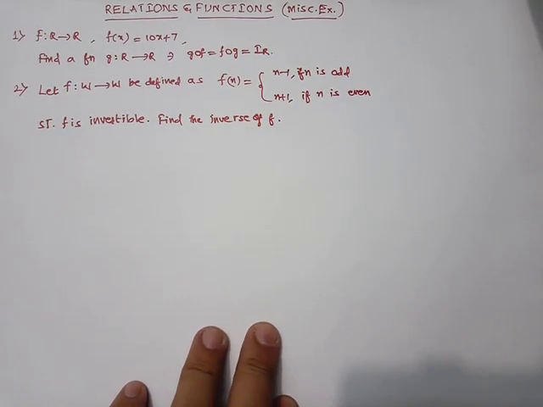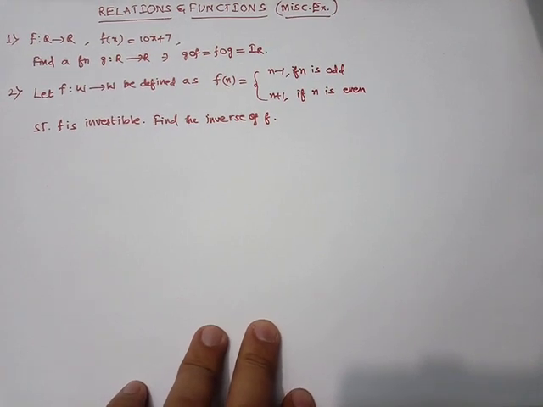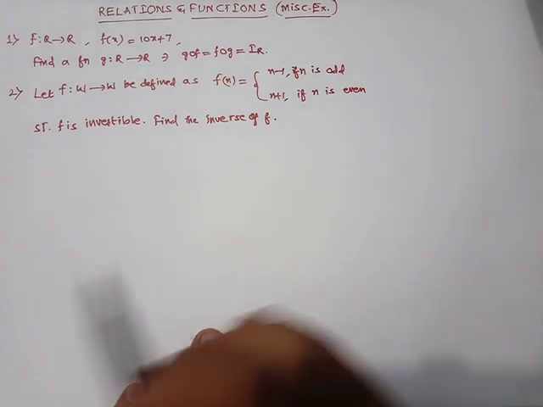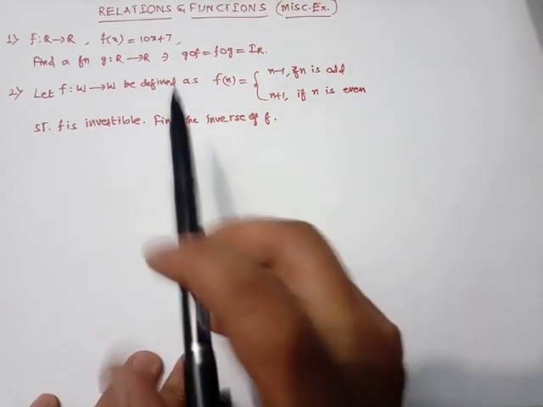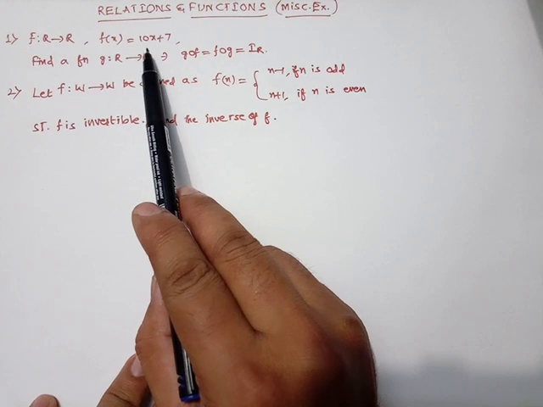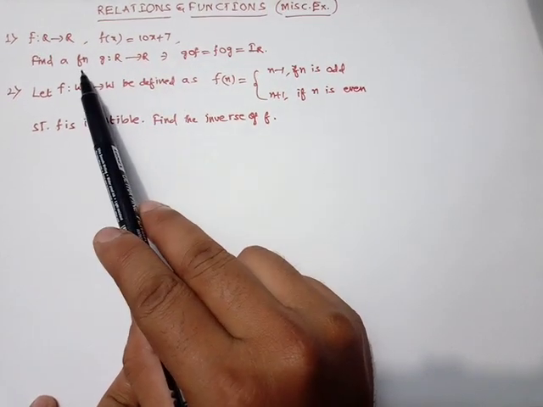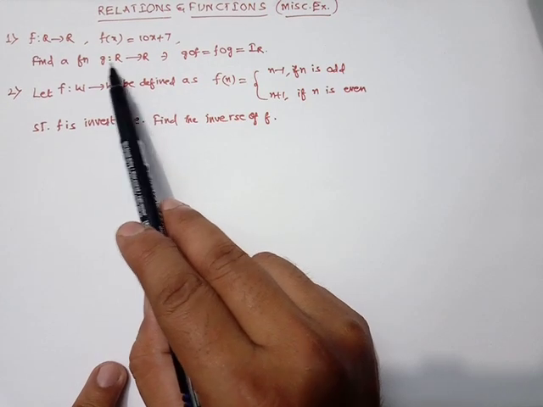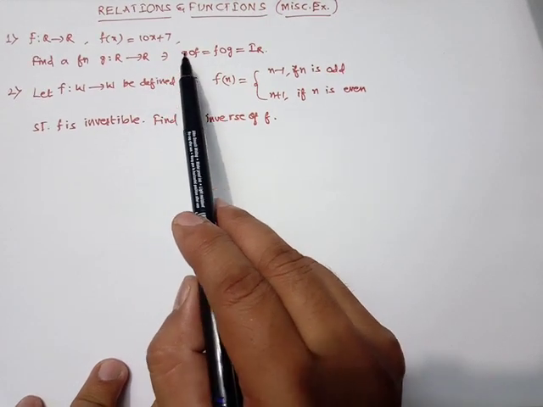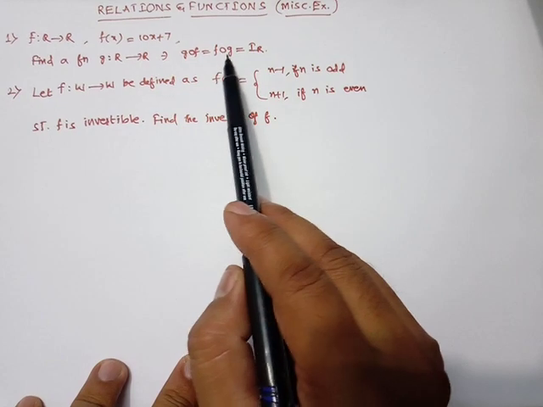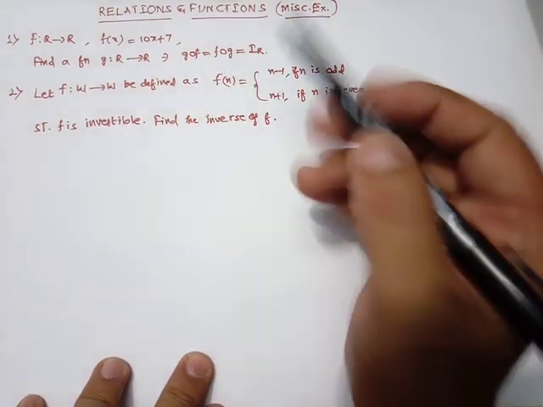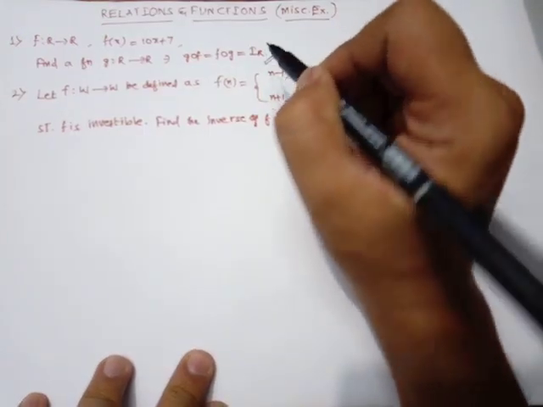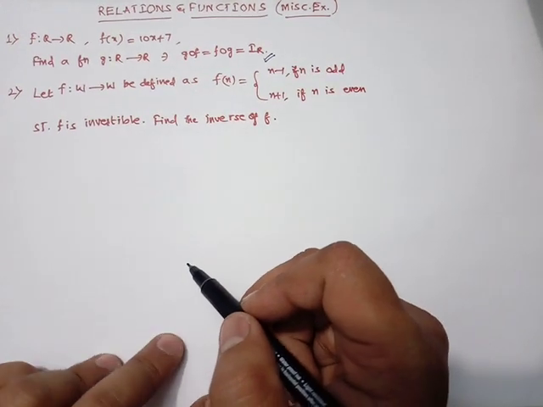In the topic relations and functions, we'll see a few of the questions in the miscellaneous exercise. First question: f is a mapping from R to R, defined as f(x) = 10x + 7, and it is asking to find a function g, mapping from R to R, such that g∘f = f∘g = I_R. I_R is nothing but the identity function over real numbers.